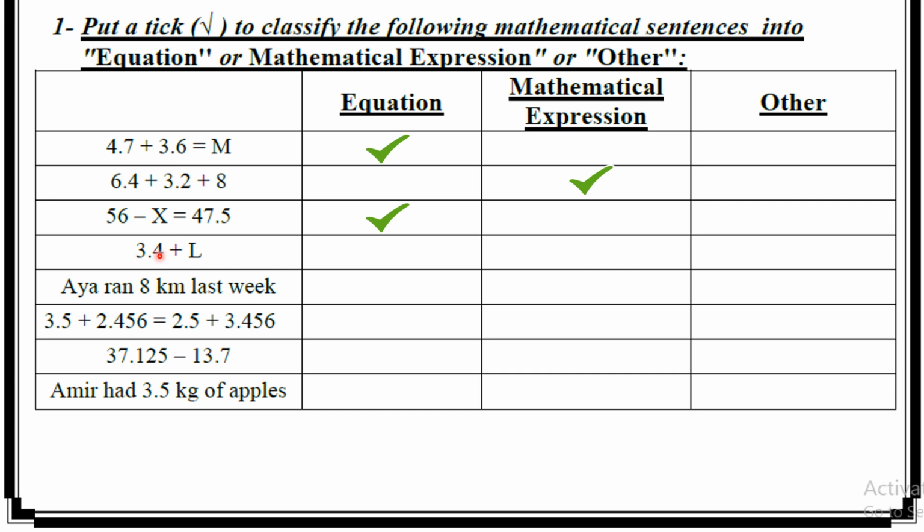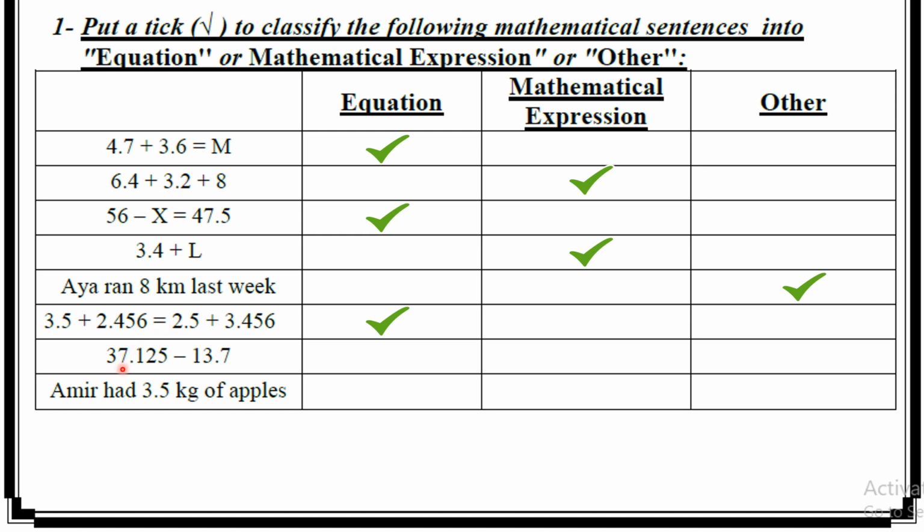And now 3.4 plus L. Here we have a number, an operation, and a variable. And we don't have an equal relationship, so it will be a mathematical expression. Here, I ran 8 kilometers last week. Here we don't have anything to solve, so it will be others. There is no relationship, there is no equal, there are no operations, so it will be others. And now 3.5 plus 2.456 equals 2.5 plus 3.456. Here we have an equal relationship, so the sentence will be an equation.